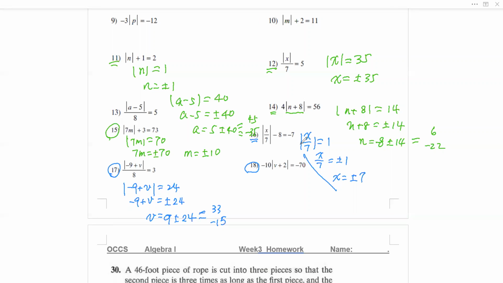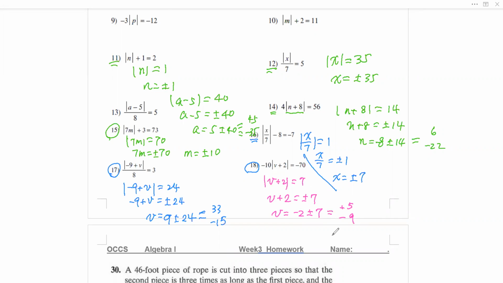Number 18 here. So both sides divide by negative 10. So you got 7, right? All right, so we get rid of the absolute. So what is inside the absolute is positive or negative 7. Both sides minus 2. So you got negative 2 plus 7 or minus 7. So one of them is positive 5, the other one is negative 9. So I have two solutions.